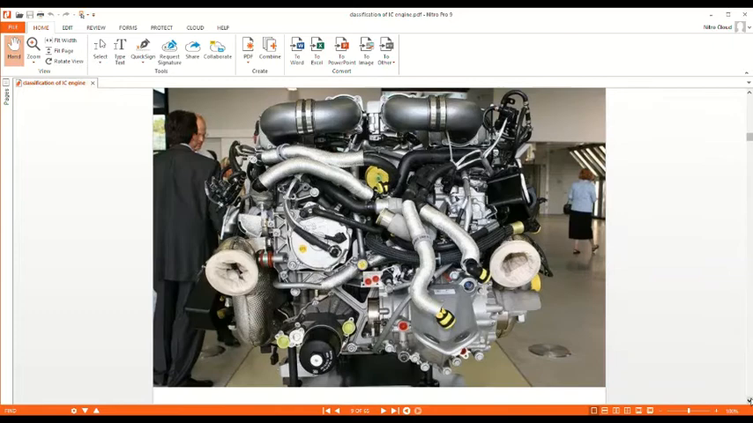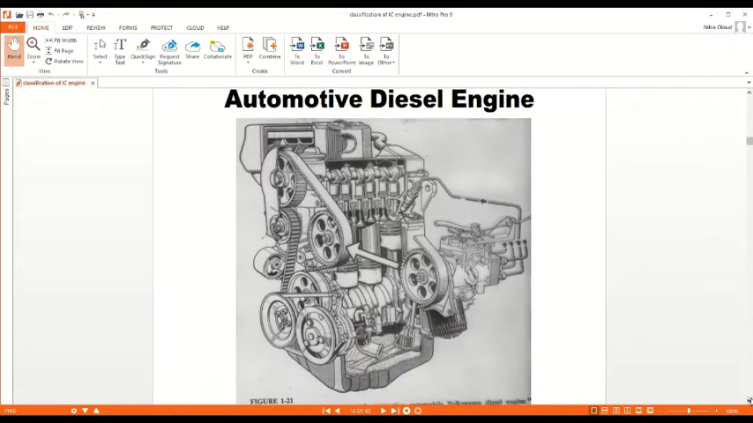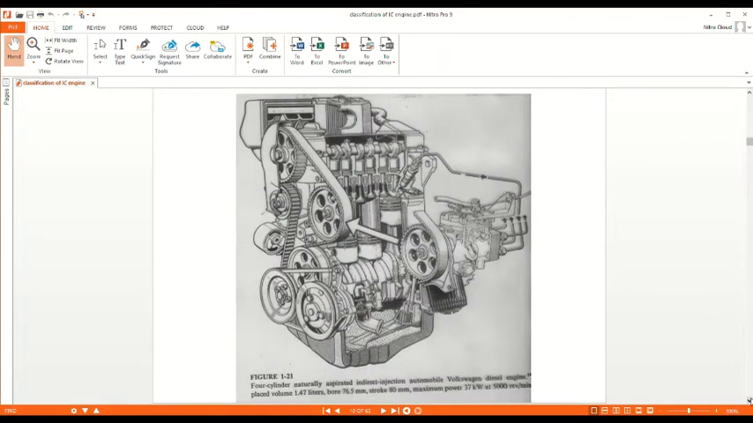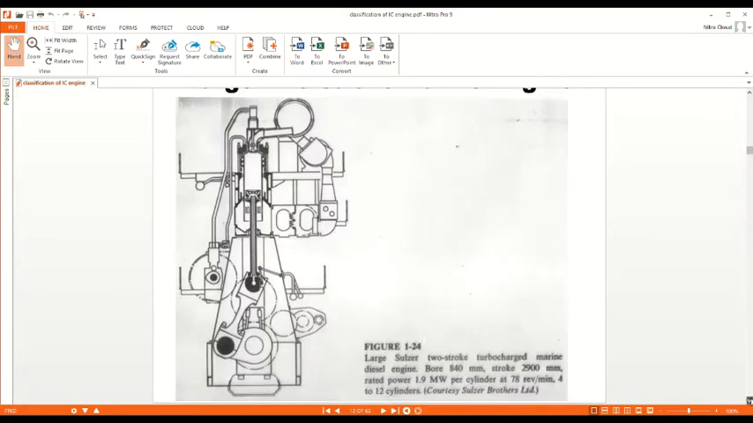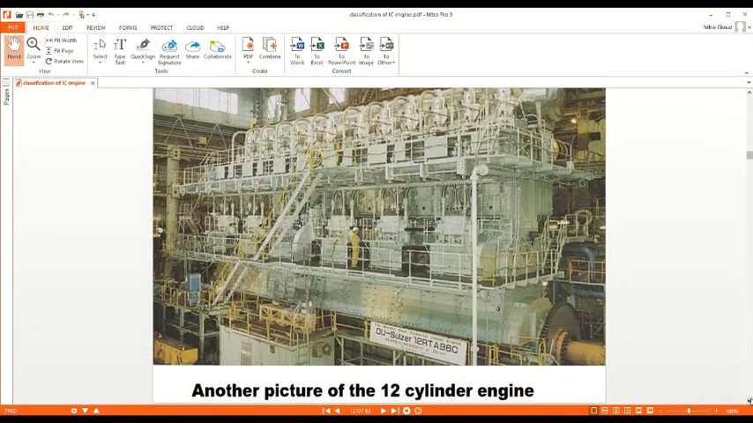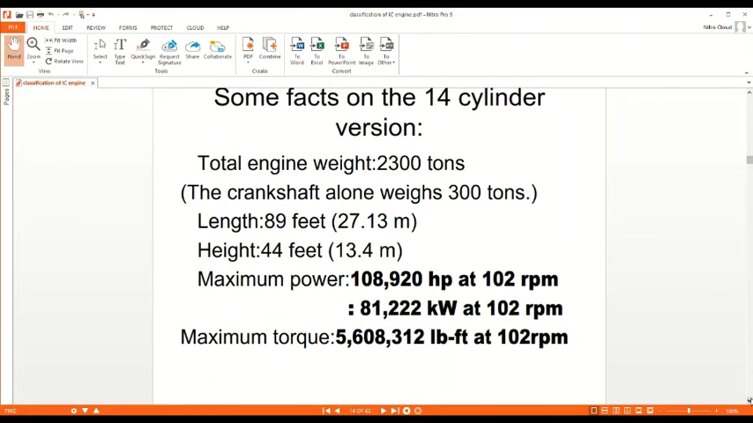So here you can see some engine models. This is about a 14 cylinder version. It's a huge engine. Total engine weight is 2300 tons.